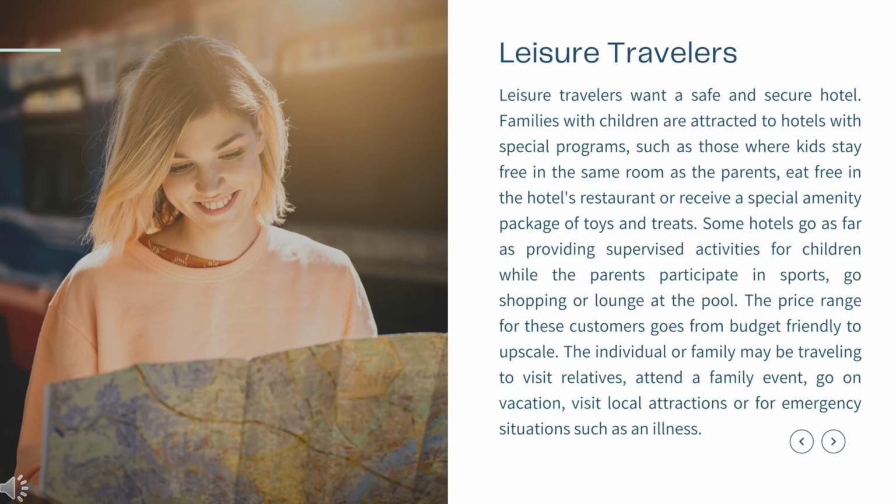Families with children are attracted to hotels with special programs, such as those where the kids stay for free in the same room as the parents, eat free in the hotel restaurants, or receive a special amenity package of toys and treats. Some hotels go as far as providing supervised activities for children while the parents participate in sports, go shopping, or have lunch at the pool. The price range for these customers goes from budget-friendly to upscale. The individual or the family may be traveling to visit relatives, attend a family event, go on vacation, visit local attractions, or for emergency situations such as illness.